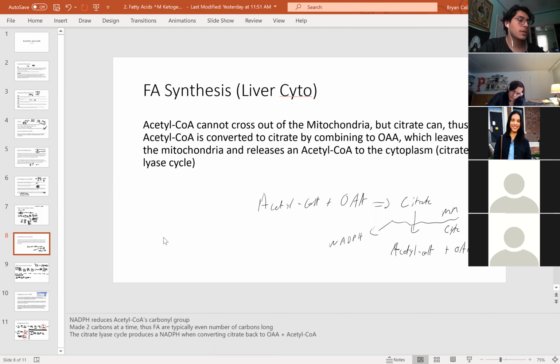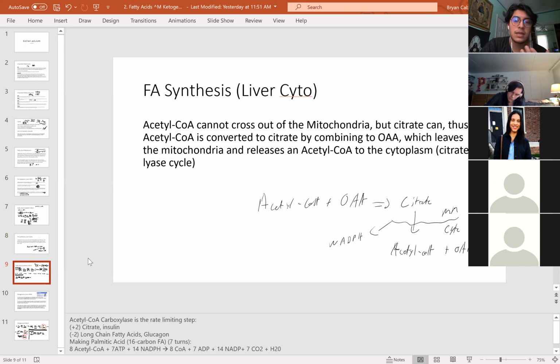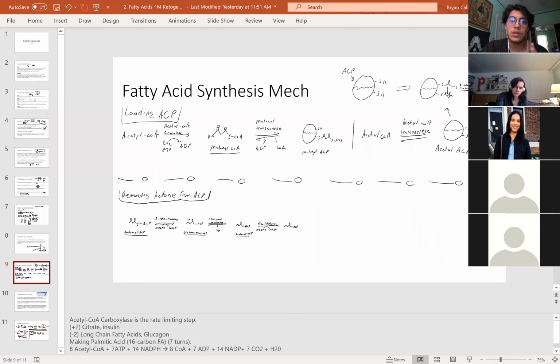For fatty acid synthesis, acetyl-CoA is 2 carbons, so you produce your fatty acids 2 carbons at a time. The citrate lyase cycle is at the bottom; I have my notes at the bottom. If you ever miss something that I say, it's all in my PowerPoints, and that's why I make my PowerPoints very dense. If you miss out on something, I don't want you to miss out on that information forever. It's going to be somewhere within the PowerPoint.